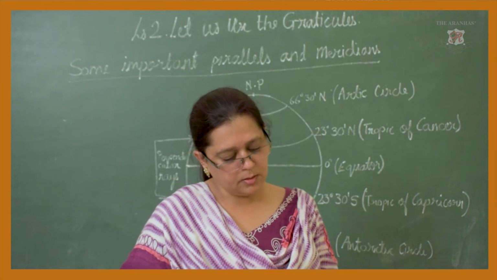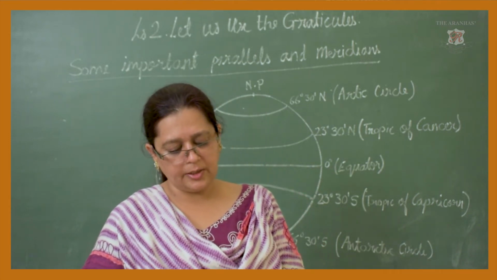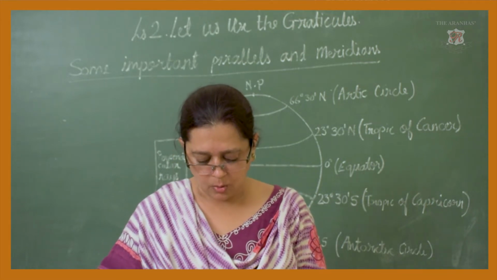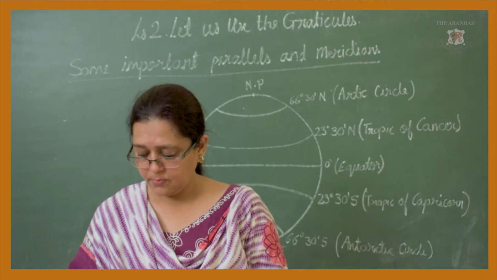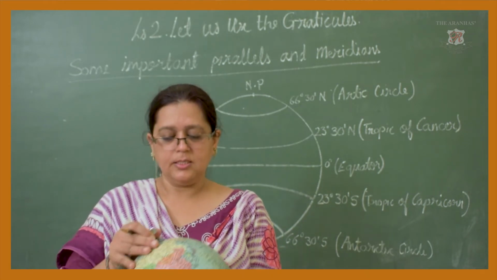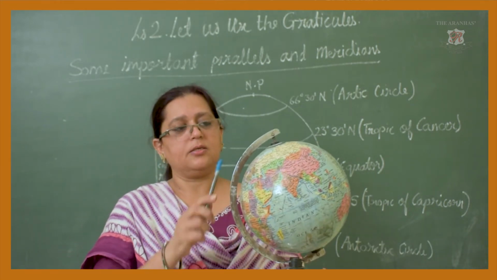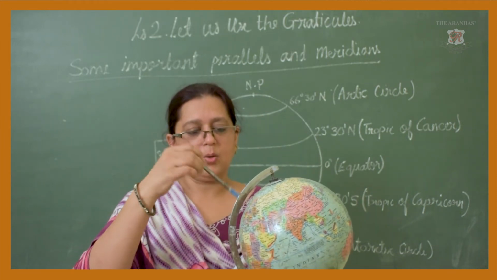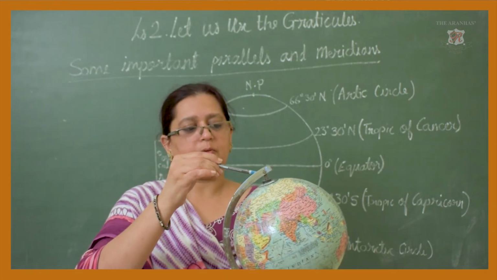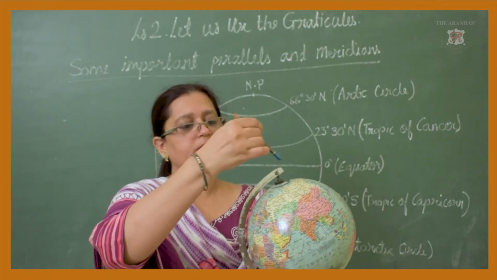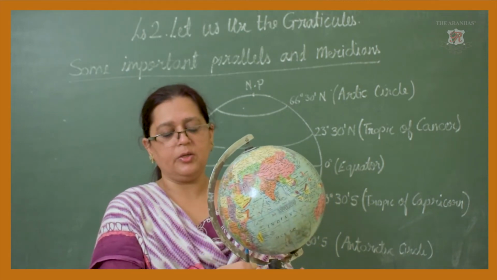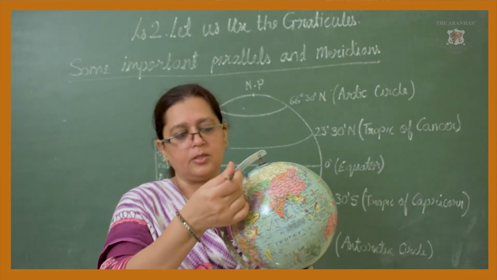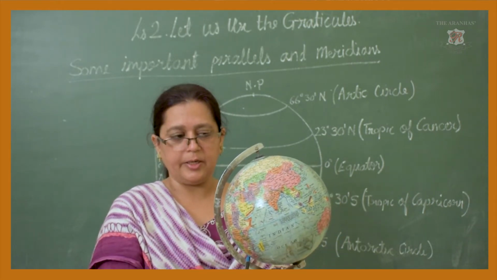Now, 0 degree longitude, or the prime meridian, is an important meridian. See, children, if you look at the globe, it is spherical in shape. Take an example from 0 degrees. From here, the 0 degrees is called the prime meridian.